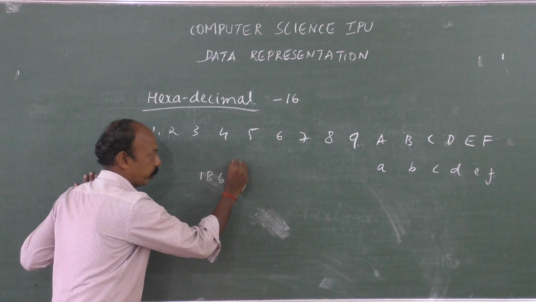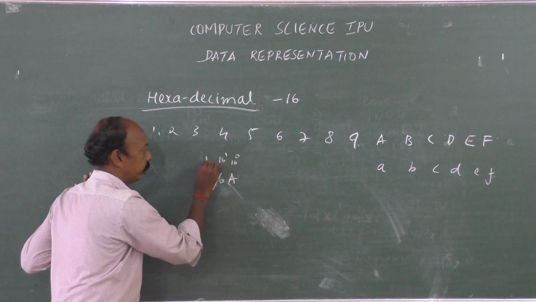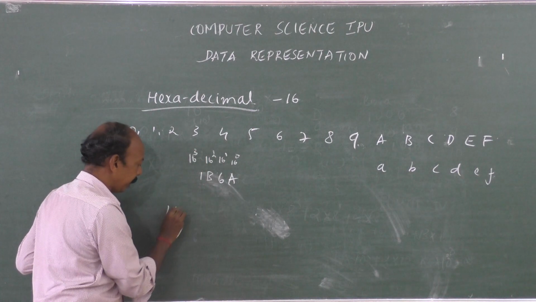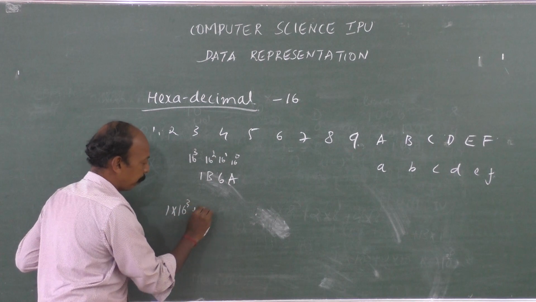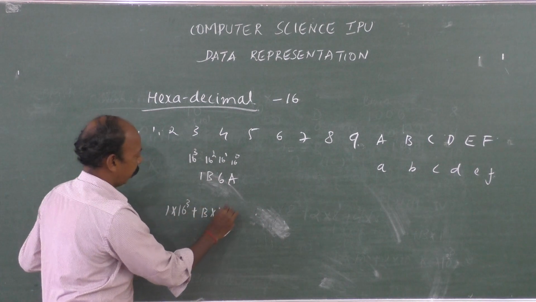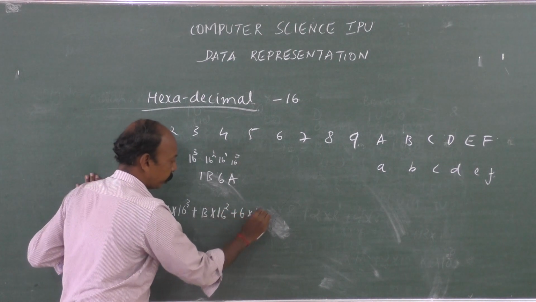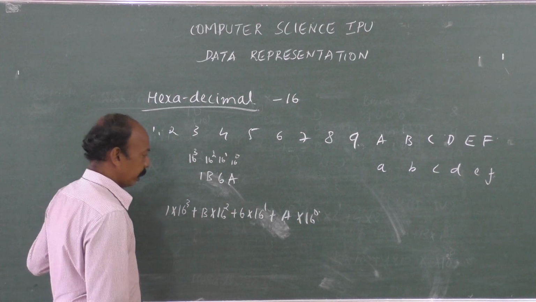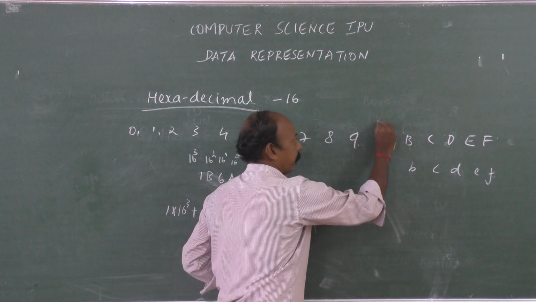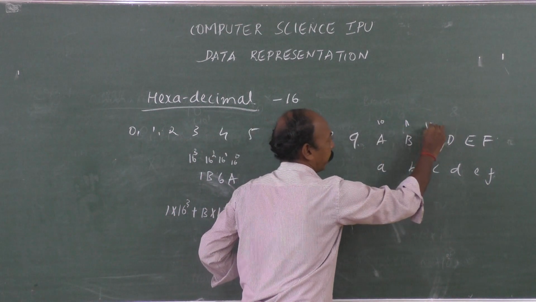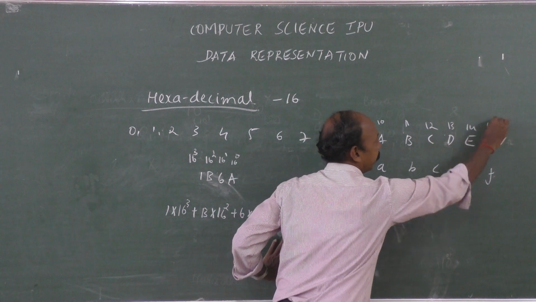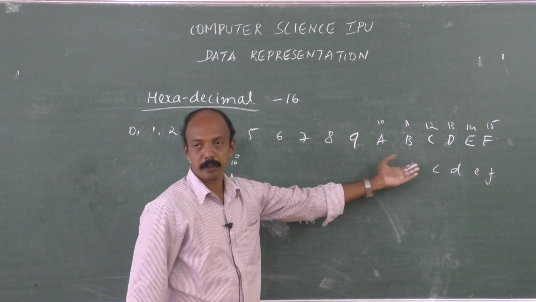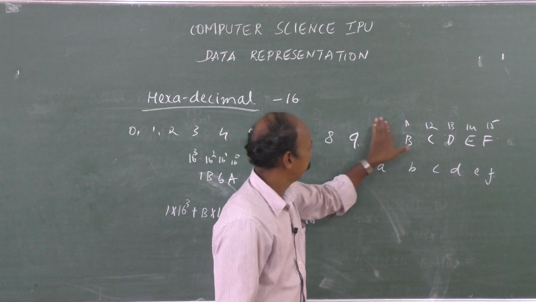The weights are 16 to the power 0, 16 to the power 1, 16 to the power 2 and 16 to the power 3. That means we can represent this number as 1 into 16 to the power 3 plus B into 16 to the power 2 plus 6 into 16 to the power 1 plus A into 16 to the power 0. Here A is equal to 10, and B to F are 11, 12, 13, 14, 15 in the decimal number system. After that it is 1 0. So don't get confused.